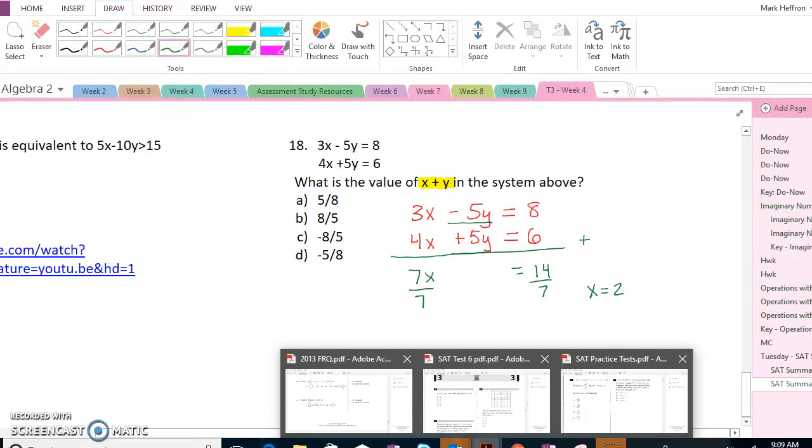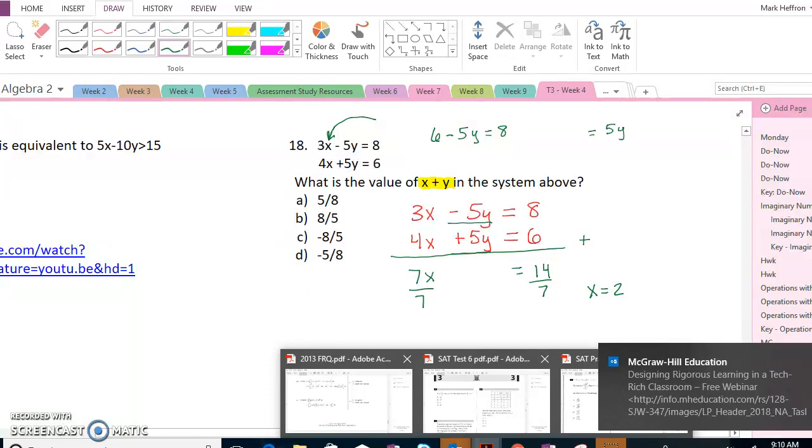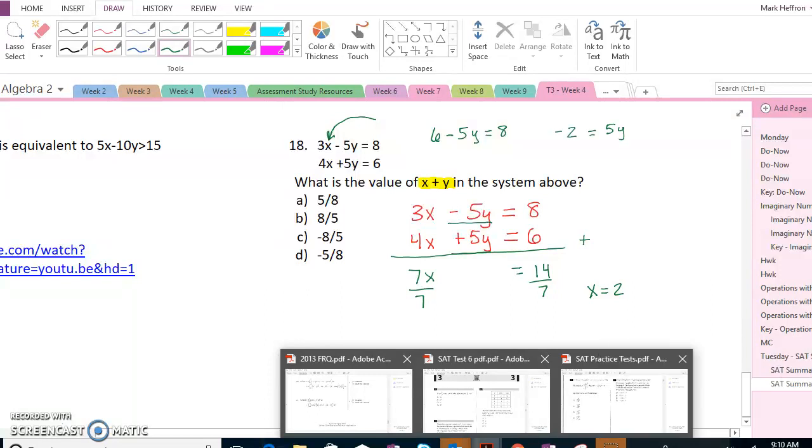So I'm halfway there. I can plug that in for x and get 6 minus 5y equals 8. Adding 5y and subtracting 8 from both sides, I get 5y equals -2. Dividing by 5, y equals -2 over 5.